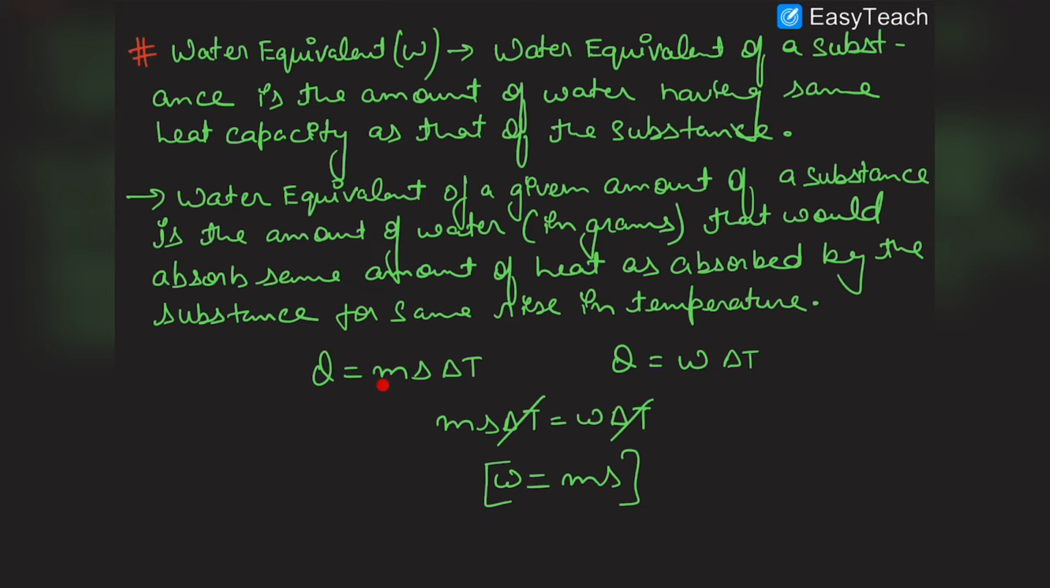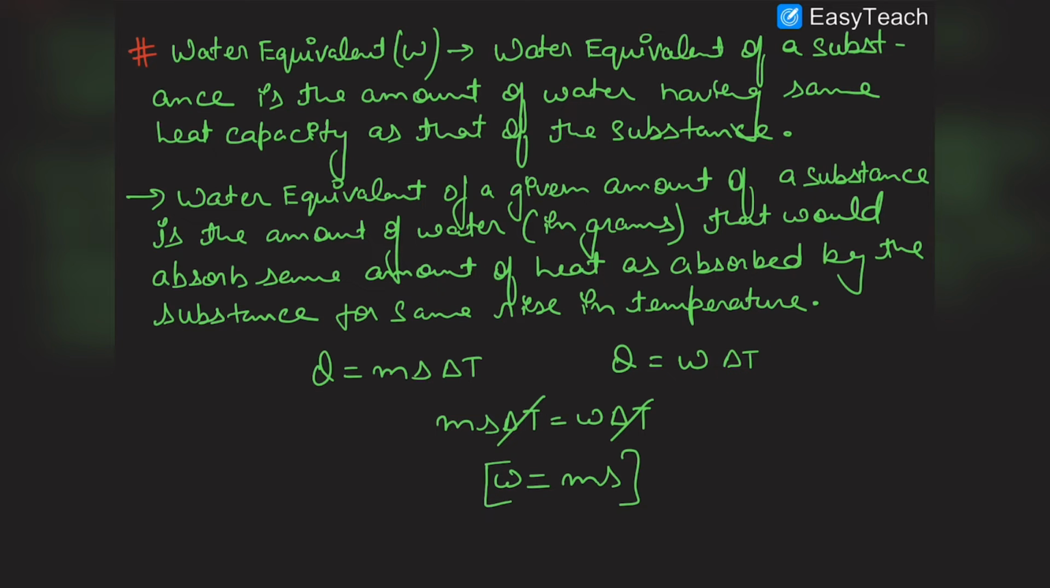So Q was equal to m s delta T, and delta T was the temperature rise shown by that substance on receiving Q amount of heat. Now I want to know what amount of water I should take so that, by giving the same amount of heat, it also shows the same temperature rise delta T as shown by that substance. Let us suppose I have taken W amount of water, which is given the same amount of heat, and it also shows the same temperature rise.